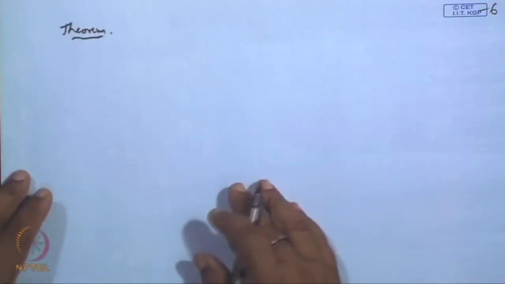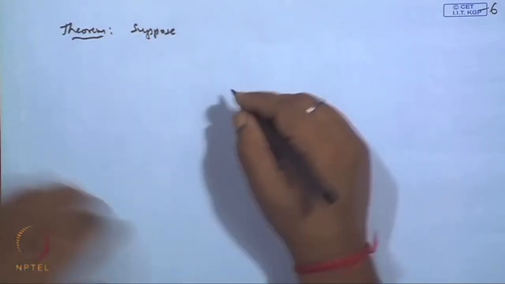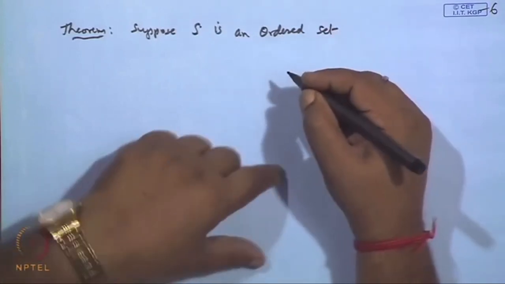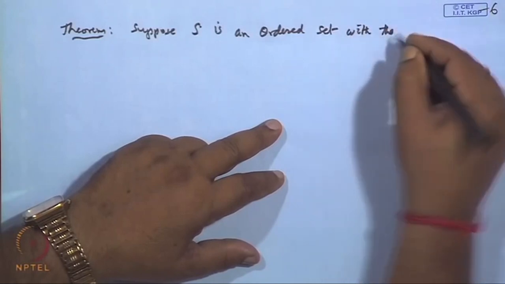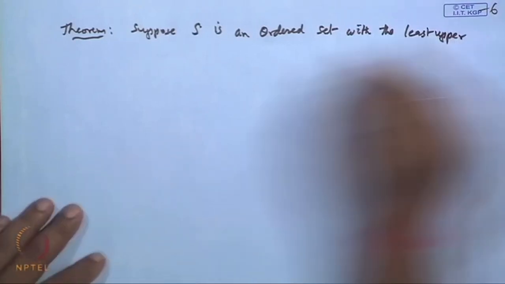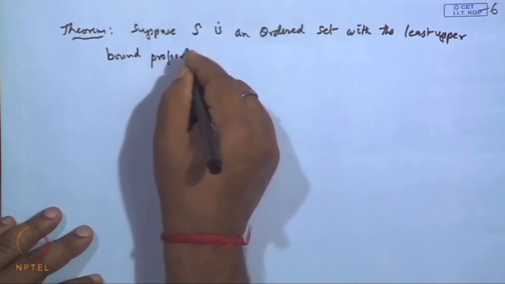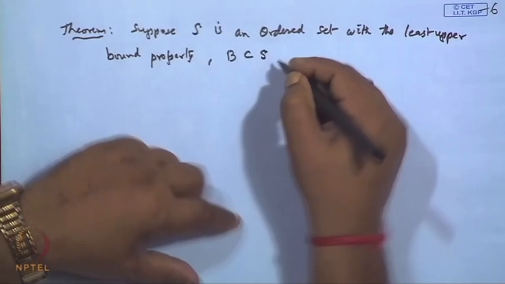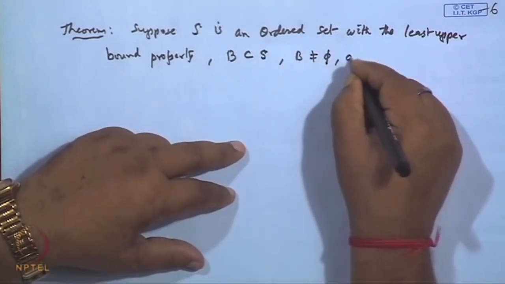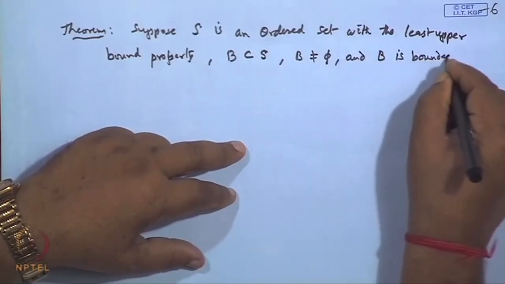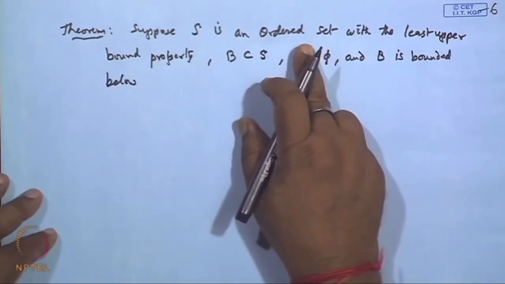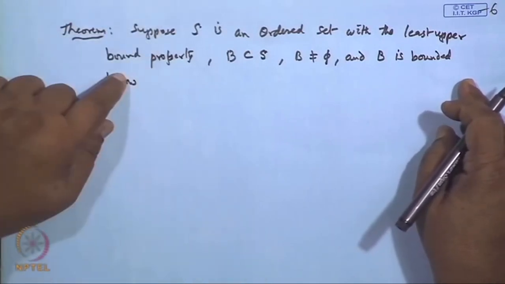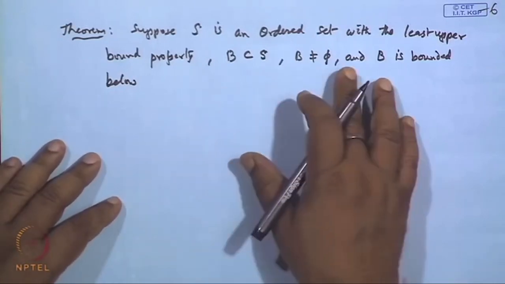The theorem says that suppose S is an ordered set with the least upper bound property, and suppose B is a non-empty subset of S, and B is bounded below. So S is an ordered set which has the least upper bound property, and the set B is bounded below. Now this together implies the relation with the greatest lower bound property.